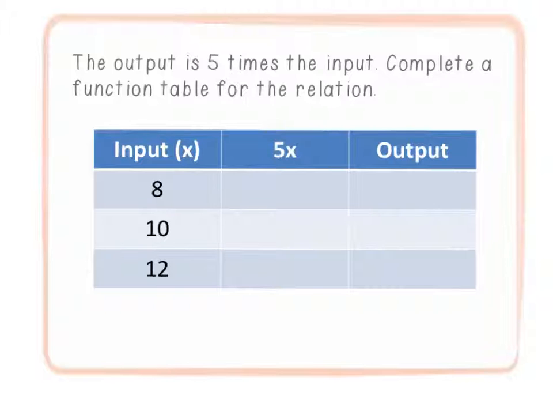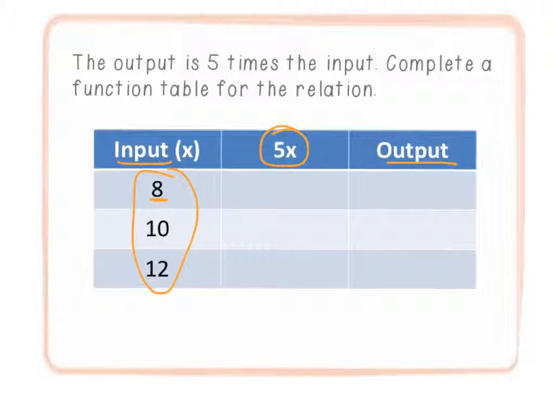Okay, I see I have another function table. I have my input and my output, and my function rule is in the middle. At the top it says the output is 5 times the input. And I know that because it says 5 times x, which means 5 times the input, okay? So that's what that is telling me. That's my rule. And I see that I have my inputs. They've given me that information. So all I have to do is fill in the rest of the table. So my input is 8 for the first one, and I'm going to plug that in to my rule.